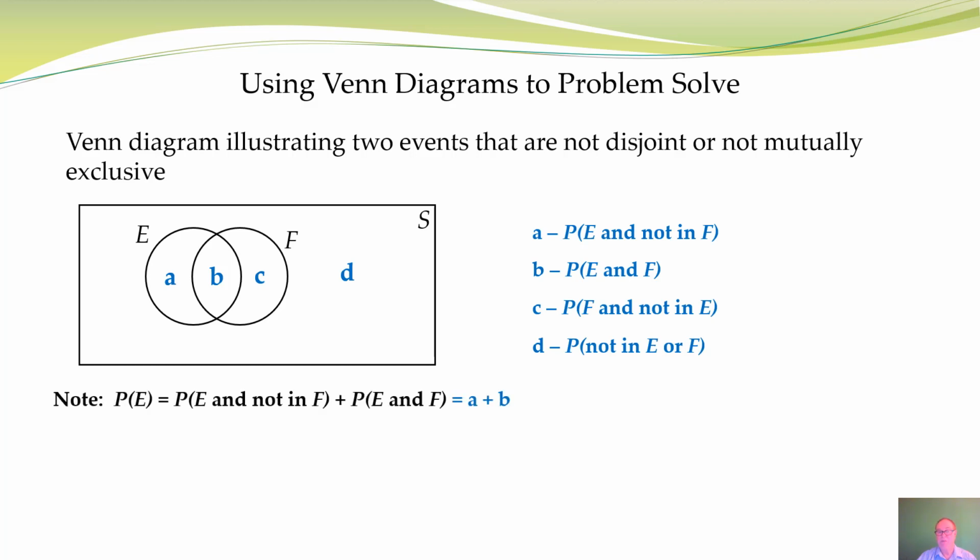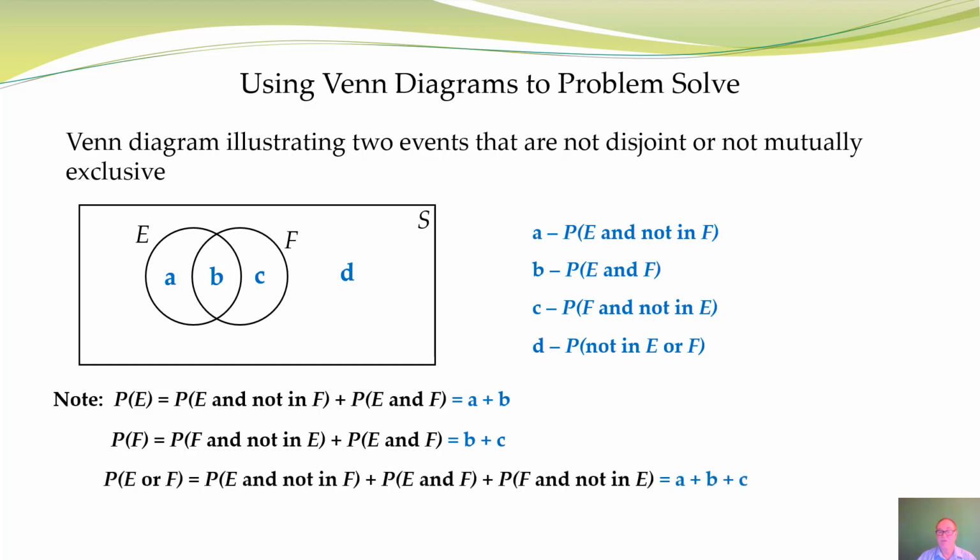Now, a note: the probability of E is going to be the probability of E and not in F plus the probability of E and F. That's region A plus region B. The probability of F is the probability of F and not in E plus the probability of E and F, so that's regions B and C added together. The probability of E or F is the probability of E and not in F plus the probability of E and F plus the probability of F and not in E. So regions A, B, and C added together give your probability of E or F.